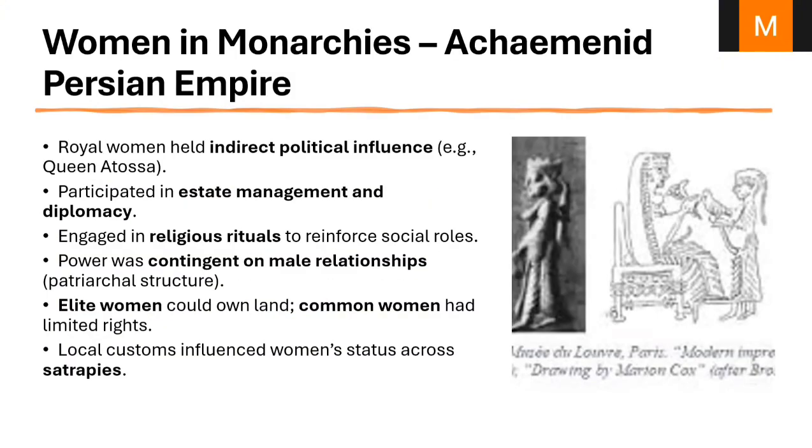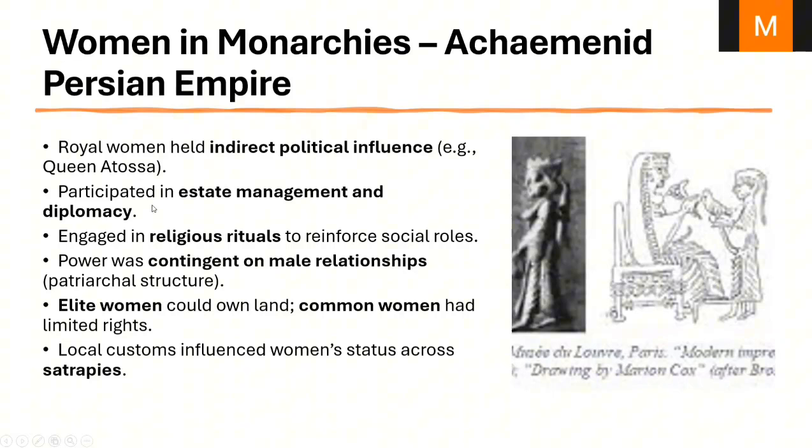First, we are going to talk about the women in monarchies. My subject is the Achaemenid Persian Empire. Let's begin. In the first point, the royal women, particularly those in the inner court, such as queens and princesses, held indirect political influence. A notable example is Queen Atossa, the daughter of Cyrus the Great, who played a powerful role in royal decision making and succession.